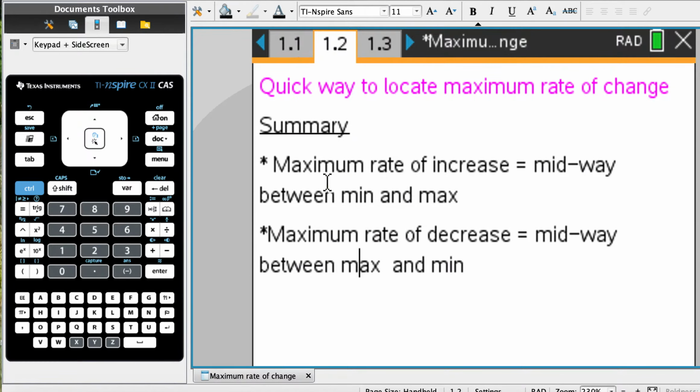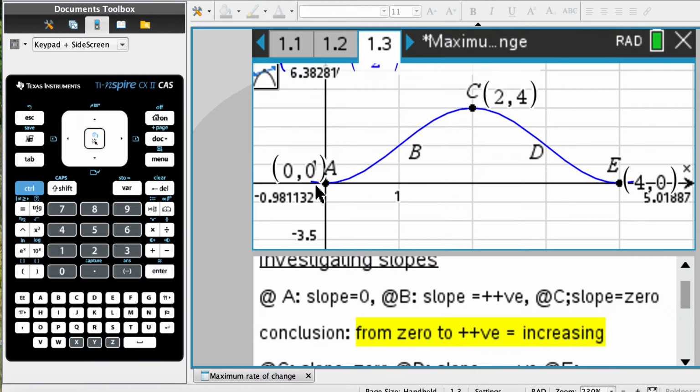So now, if you look at here, the maximum rate of increase, I did a little summary here before. The best way to remember this is that it's the midway between your minimum turning point, the stationary points, and your maximum, isn't that right? So this is my minimum right here, and this is my maximum up here. And clearly at point B, as we discovered before by drawing our tangent lines along the curve, this is the steepest point. And so at B, this is what we call the maximum rate of increase.